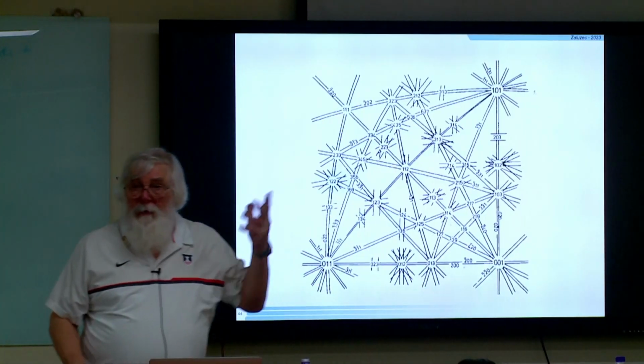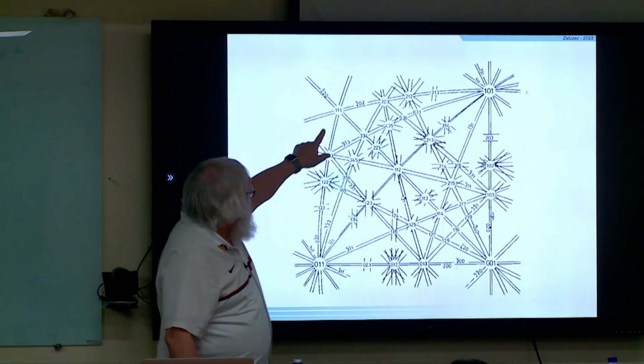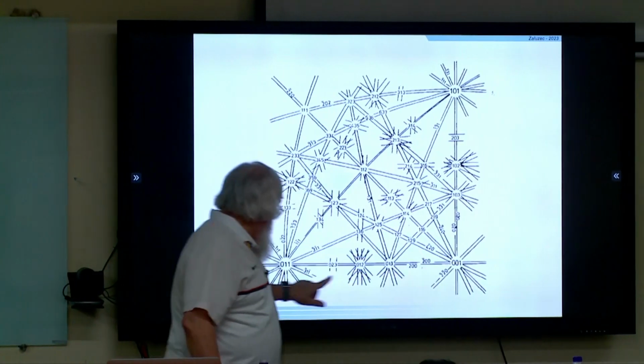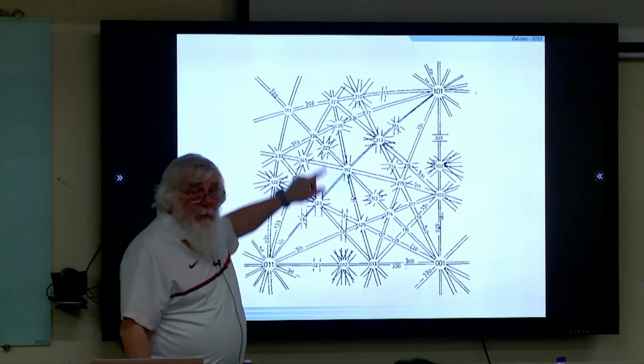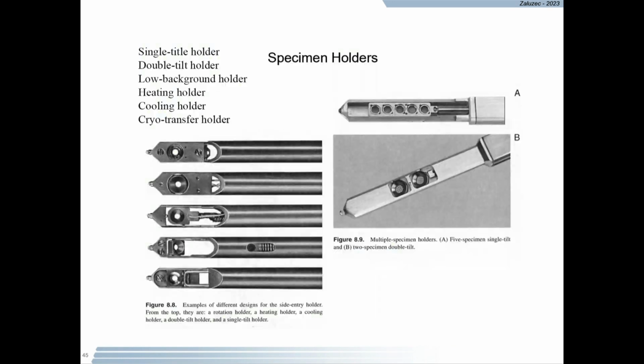And again, that's an experimental one. People publish them too. And you'll notice that looks very much like what I just showed you. There's the 001, 011, 111, okay? This happens to be for an FCC system. They're again slightly different for BCC, HCP, whatever. Okay. How did we do that?